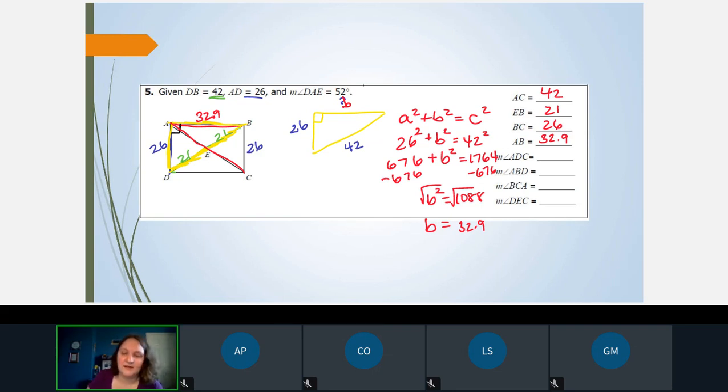Now, let's talk about angles. I'm going to erase what I have here, because if I leave it and we start talking about angles, it's going to get super messy. Okay, so I'm going to erase what I have about the lengths and we're going to talk about angles.